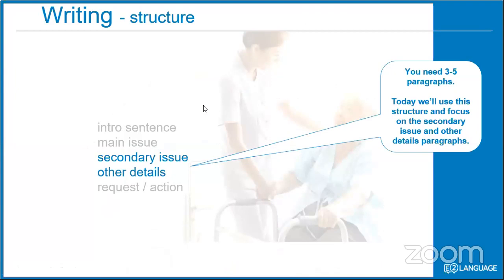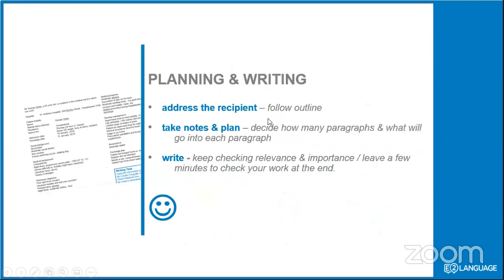So you need to write 3, 4, or 5 paragraphs. We're focusing on those 2 today. We'll get there in a moment, but let's talk about planning and writing first. You address the recipient in a certain way. You do follow an outline to do that. You need to take notes and plan out your answer. You'll decide how many paragraphs there'll be and what information will go into each of those paragraphs. And when you write, you'll continually check for the relevance and importance of what you're writing, leaving a few minutes at the end to check your work. Very, very important that you do that.